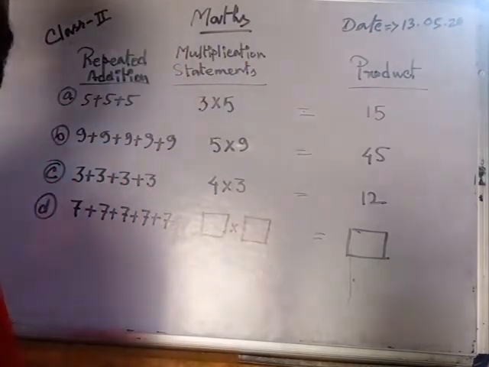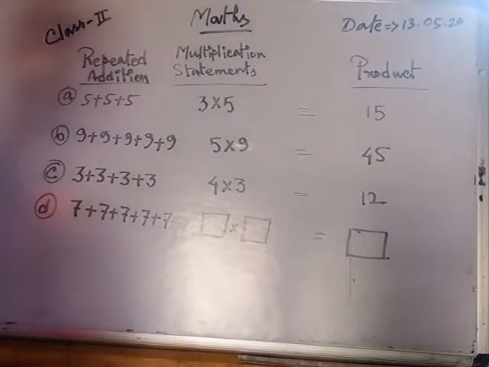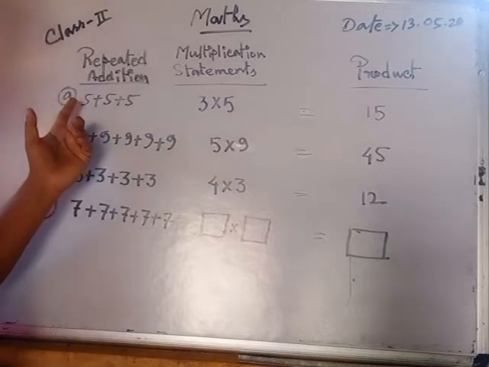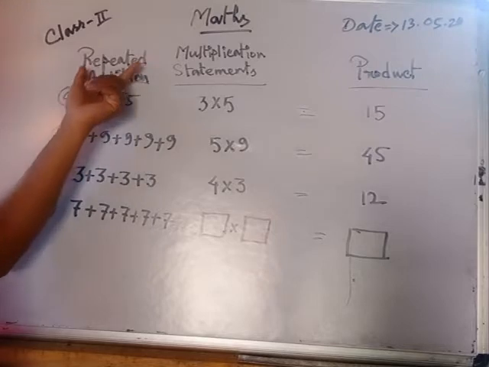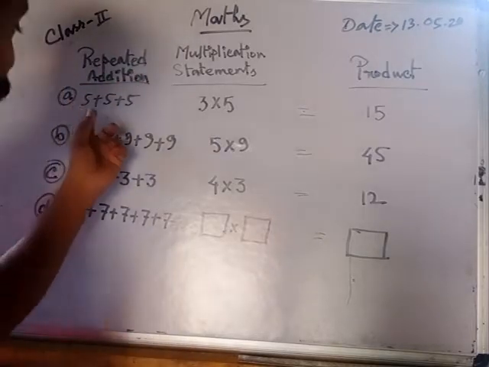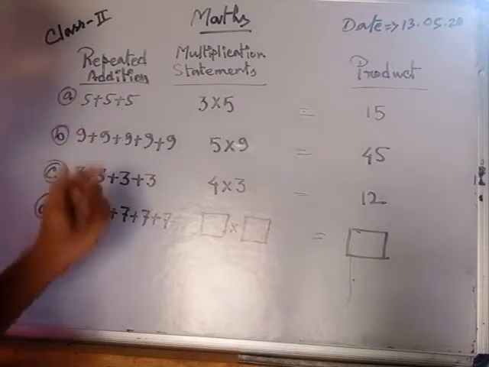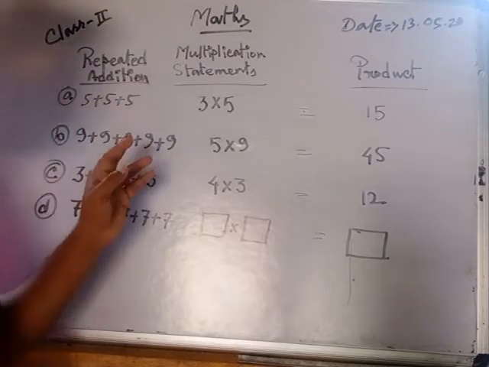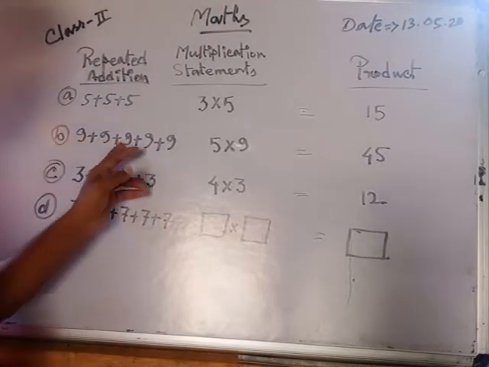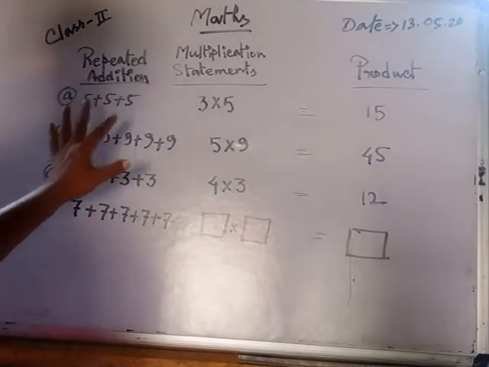Today I will start class 2 maths: repeated addition, multiplication statement, and what is product. At first, I will tell you, if each and every time we add the same number, that is called repeated addition. Repeatedly you will add the numbers in the same way. This number 9 is also the same, you should add it repeatedly, that is called repeated addition.